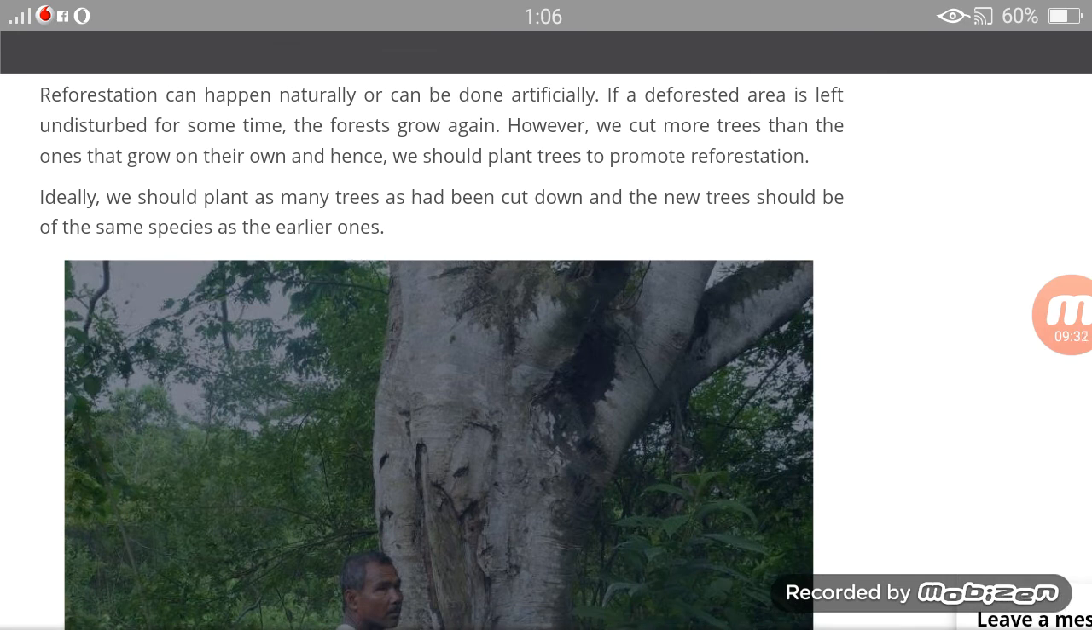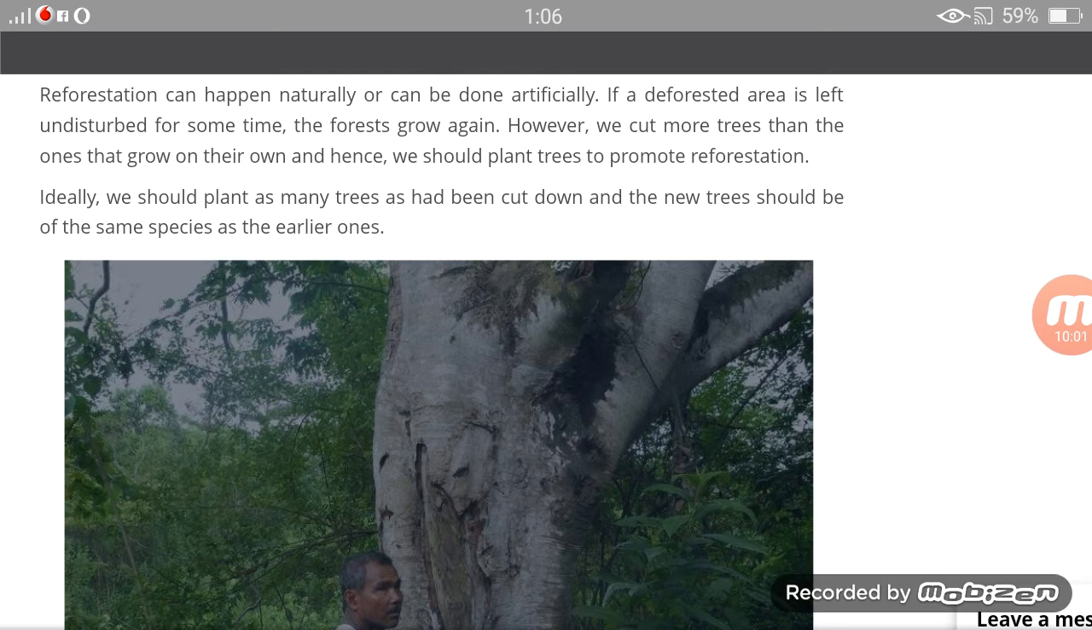Reforestation can happen naturally or can be done artificially. If a deforested area is left undisturbed for some time, the forest grows again. This is known as forest regeneration, as you have studied in your previous class, 7th class, in the chapter Forest: Our Lifeline of the NCERT textbook. You may recall that point. Regeneration of the forest.